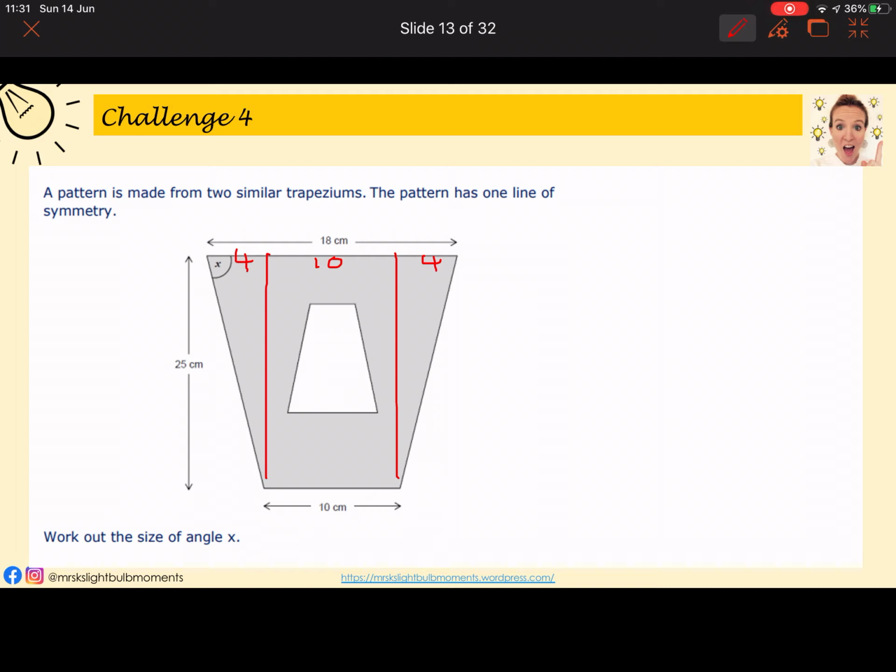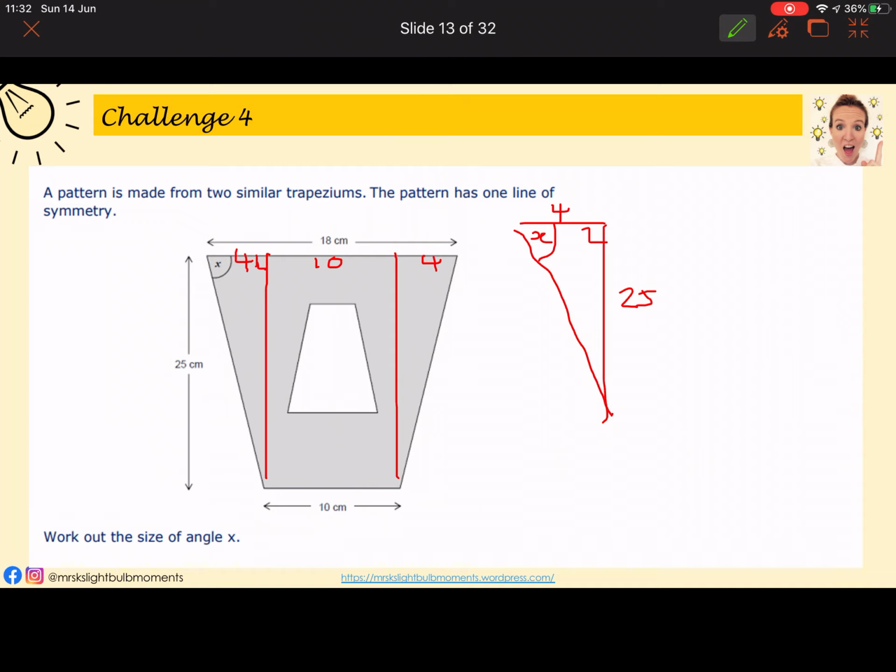Now you can see, hopefully, that on this left-hand side we've got a right angle triangle. I'm going to pull it out so you can see it a bit clearer. We've got a right angle triangle with a top length of 4. We've got our angle we're trying to find. Now we've got a height of 25 because it goes all the length of the shape, and we're told in our original diagram that our shape is 25 high. So we've just created that right angle triangle there to try and find x.